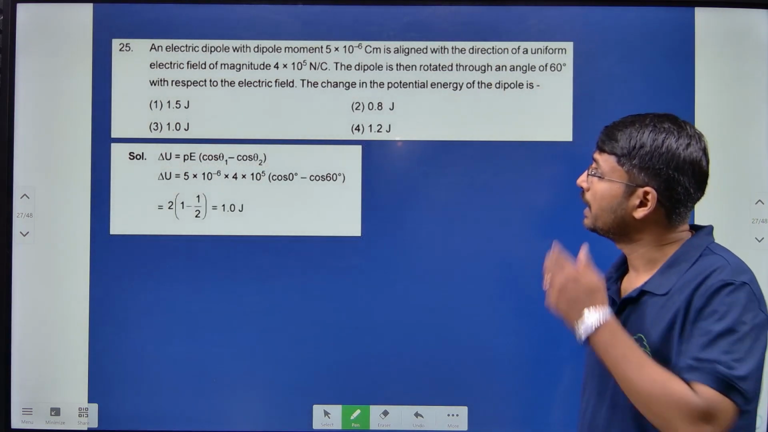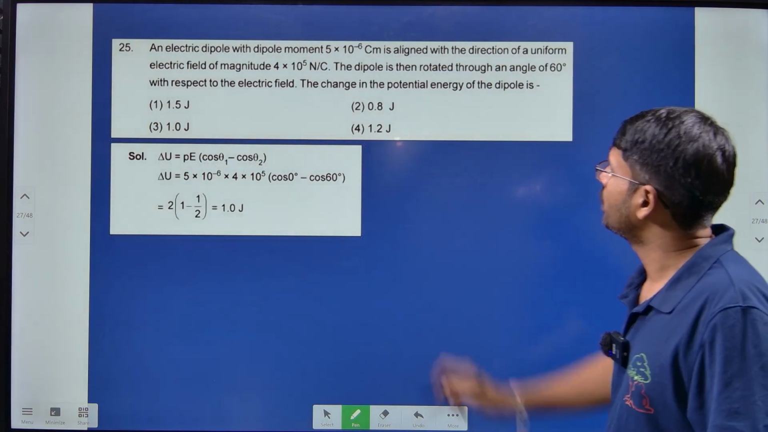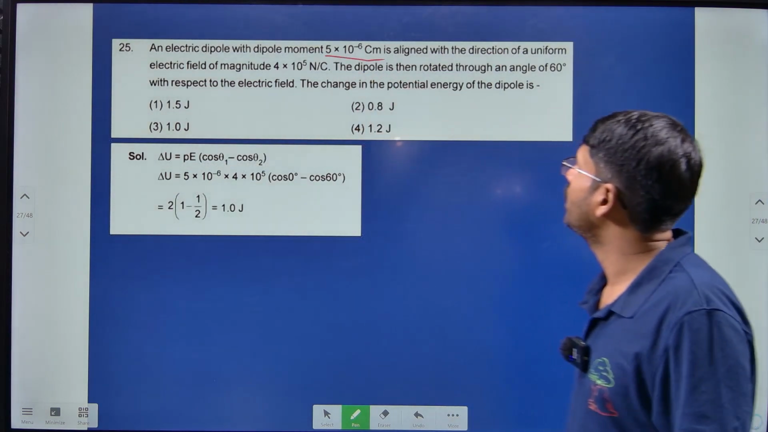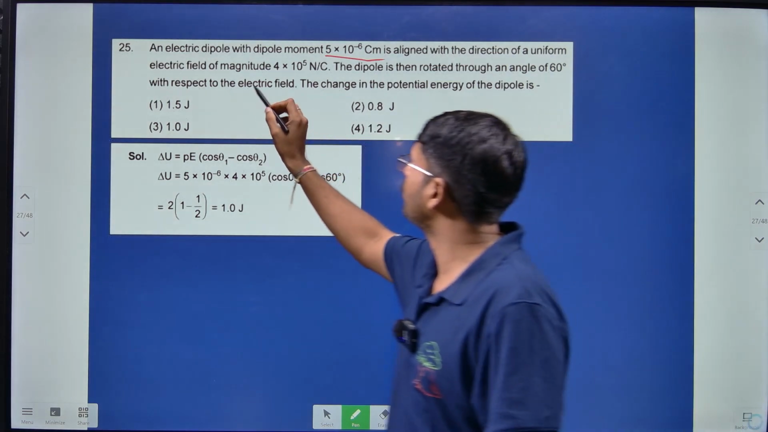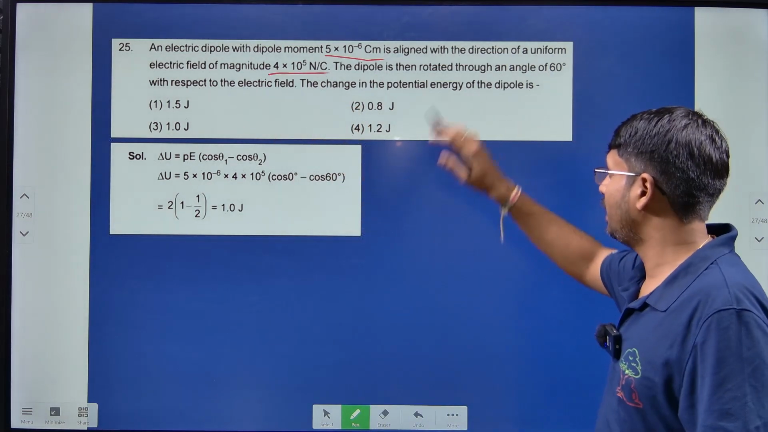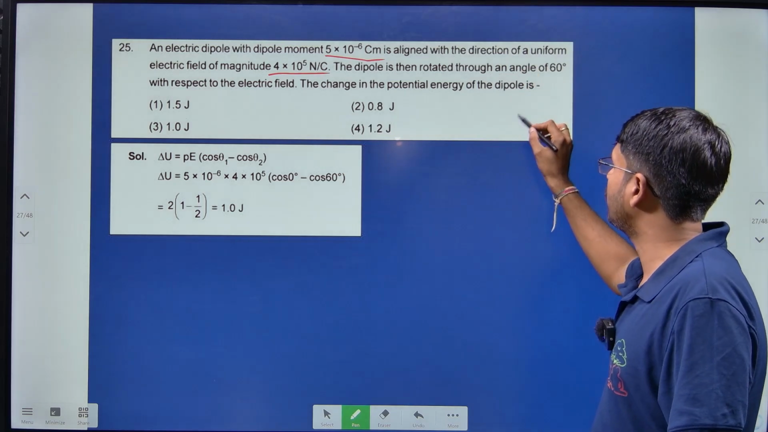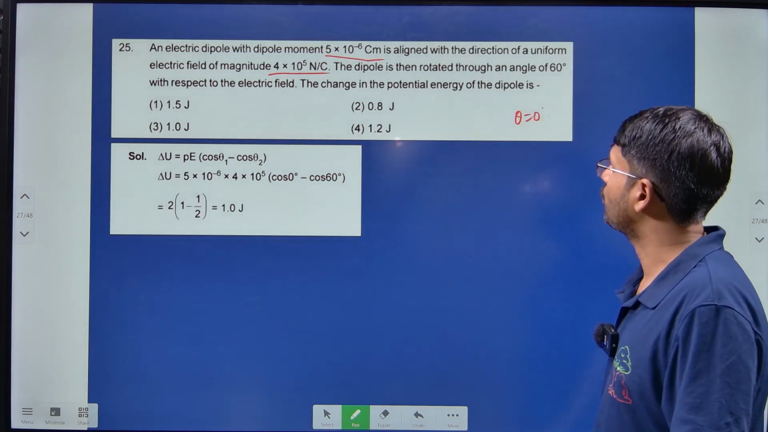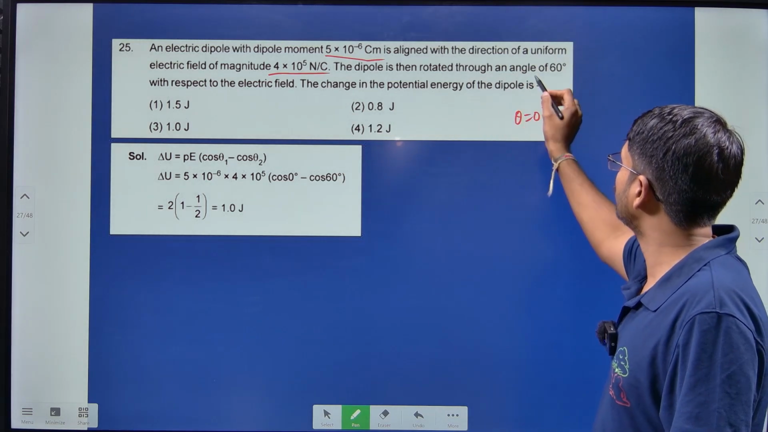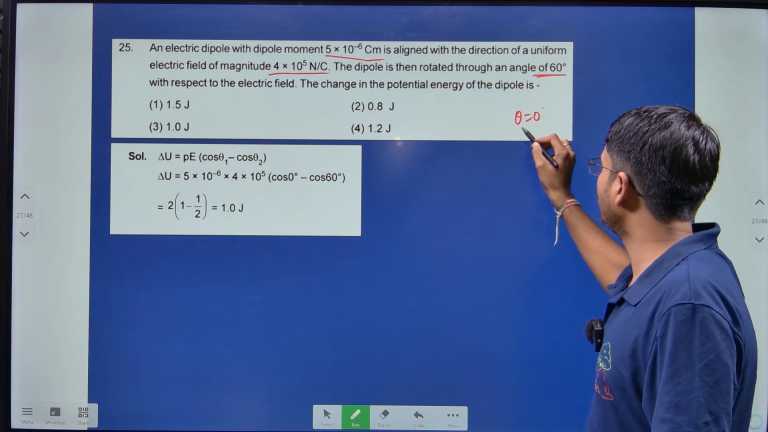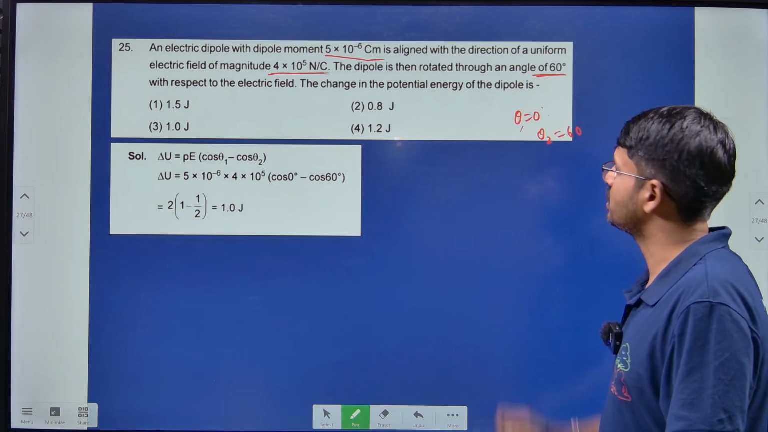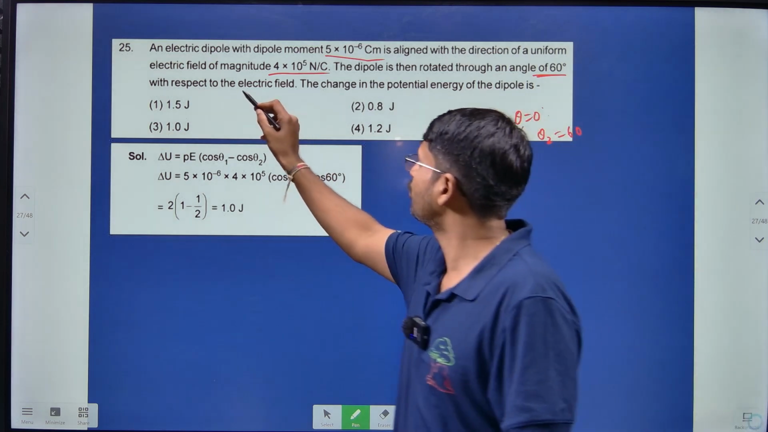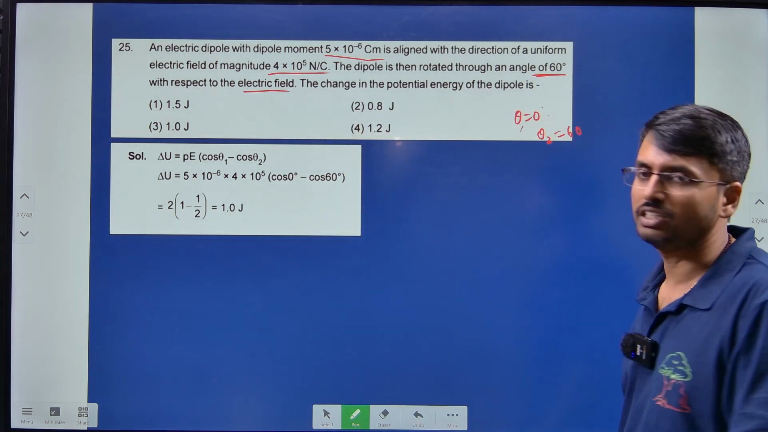Next, an electric dipole with a dipole moment of 5 into 10 power minus 6 coulomb meter is aligned with the direction of the uniform electric field. Whenever it is aligned along the direction of the electric field, we can take theta equals 0. The dipole is then rotated through an angle of 60 degrees. We can take that as theta 1, and theta 2 is rotated 60 degrees with respect to the field. Then, the change in the potential energy.